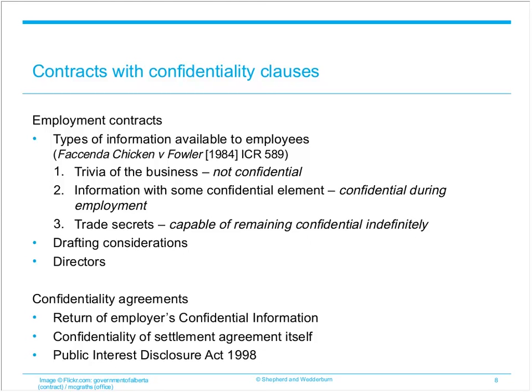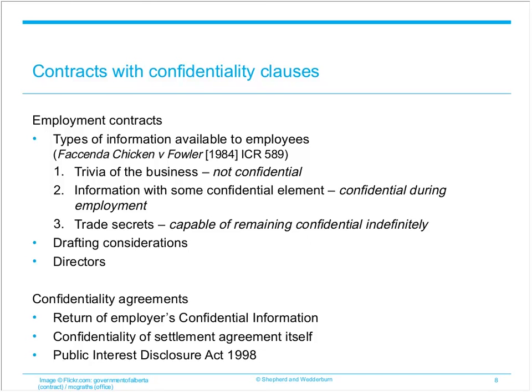Faccenda bred, slaughtered and sold chickens and employed Mr. Fowler as its sales manager. Mr. Fowler resigned when he was arrested and charged with the theft of 45 cases of chickens, although he was subsequently acquitted of all theft charges. The next year, he set up his own business, competing with Faccenda and recruiting former colleagues.